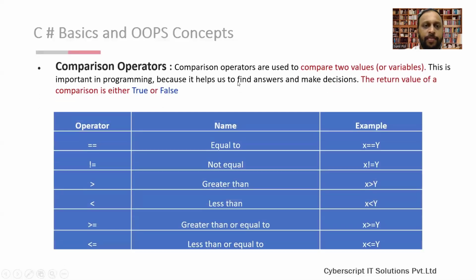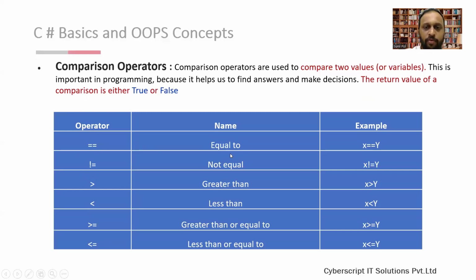So the next one is comparison operators. Comparison operators are used to compare two values or variables. This is important in programming because it helps us to find answers and make decisions. The return value of comparison is either true or false. So these are the different types of comparison operators.